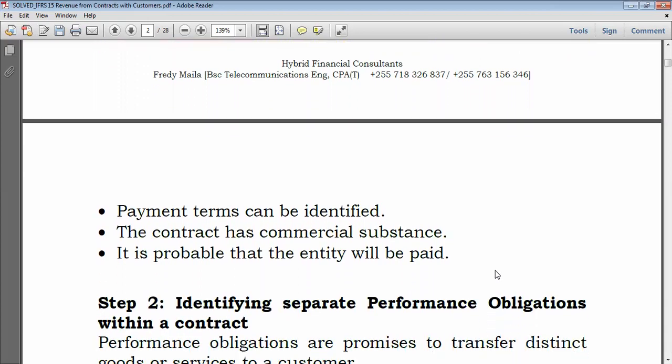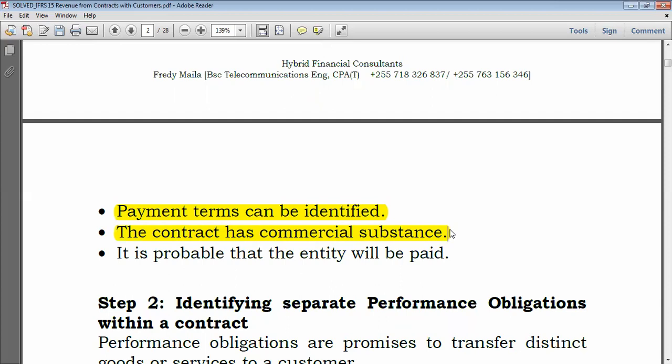But also we are told here that payment terms can be identified. How are payments going to take place? That's what will also be involved. But also the contract has commercial substance. By saying commercial substance, that means there should be some implications in cash flows, because if the contract has got no commercial substance.